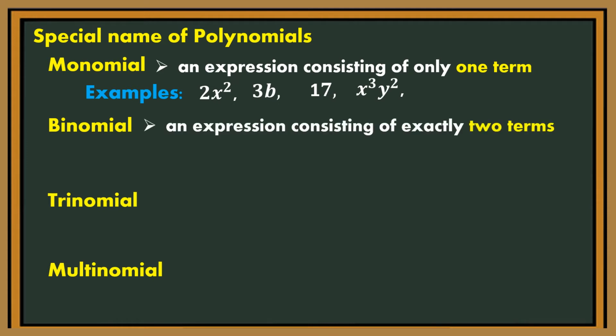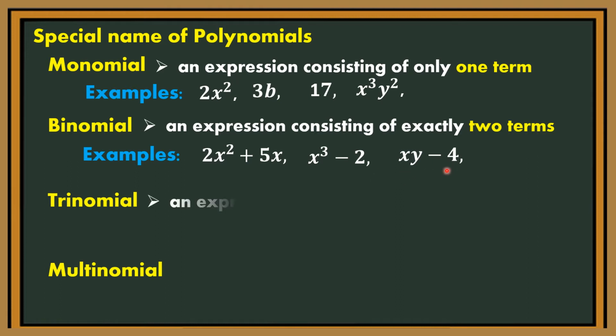Next is binomial. It is an expression consisting of exactly 2 terms. Examples: 2x squared plus 5x. So let us count. 1, 2. So it has 2 terms. x cubed minus 2, 1, 2. It also has 2 terms. xy minus 4, 1, 2.